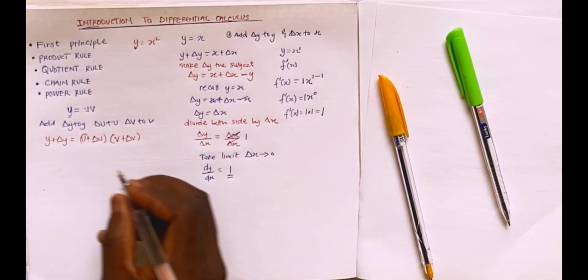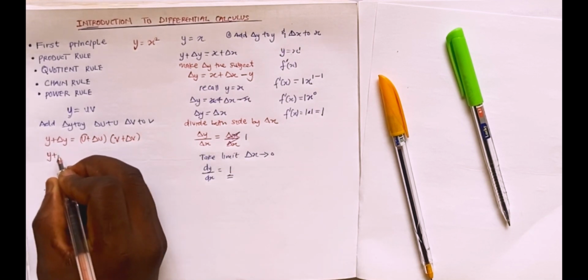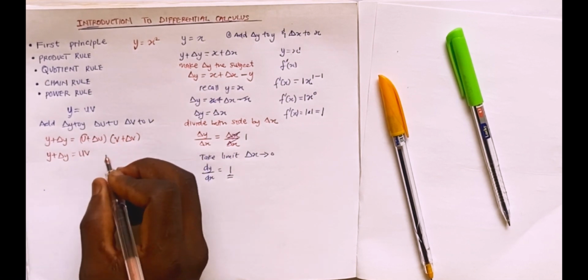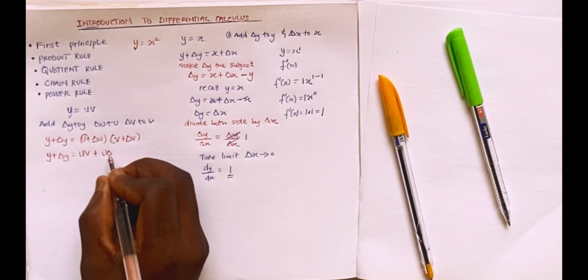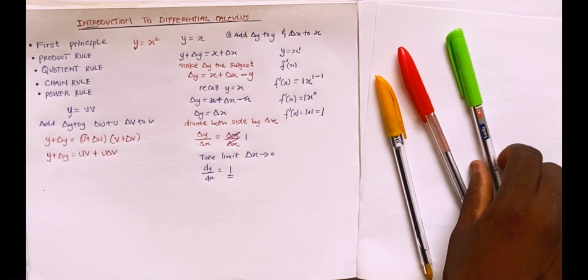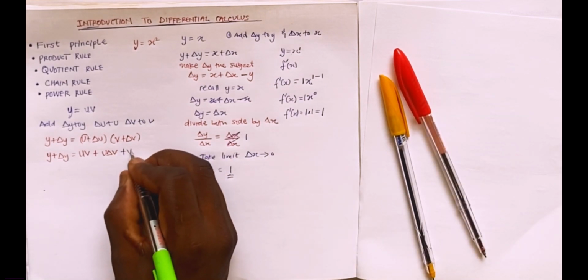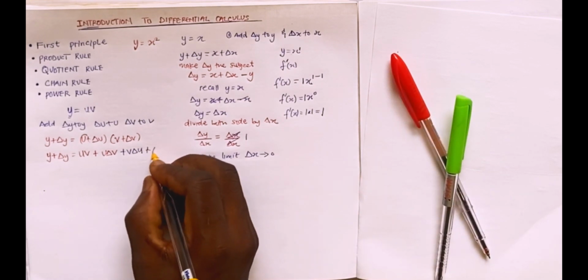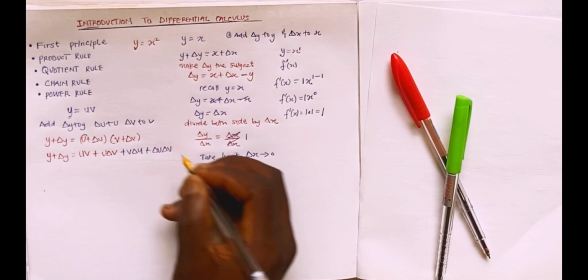So next, you're going to have y plus delta y equals uv, if you open the bracket, plus u delta v, then here plus v delta u, plus delta u delta v. Can you see this now?